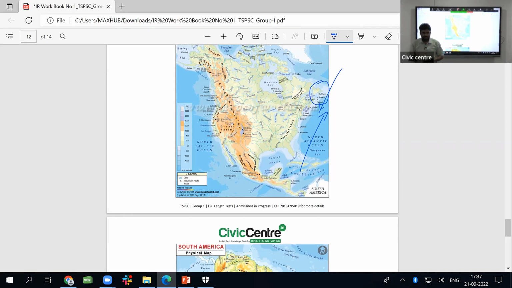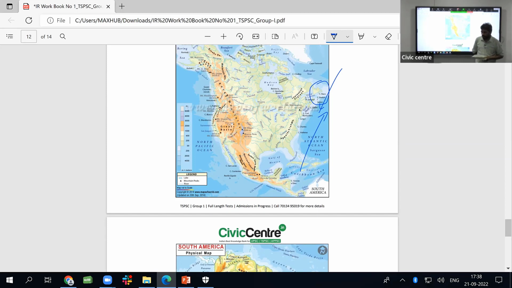Niagara Falls, between Erie and Ontario. Could you locate St. Lawrence, which is just an extension from Ontario Lake towards the Gulf of St. Lawrence, one of the busiest ports?